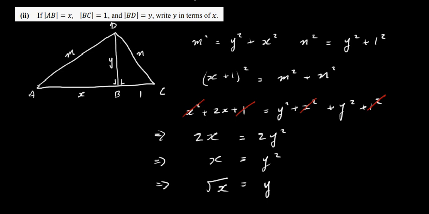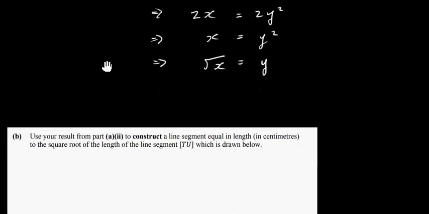So in other words, this distance here, this distance from here to here, is just the square root of this distance here. I'm going to use that, I think, in the next question. So the y is equal to the square root of this distance here, x. Okay, so let's move on then.